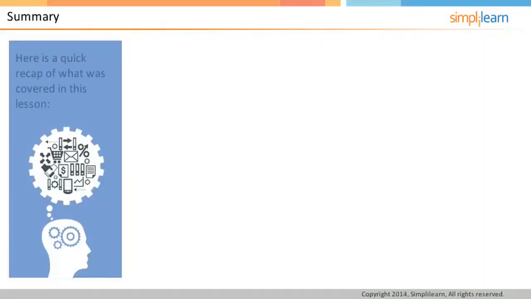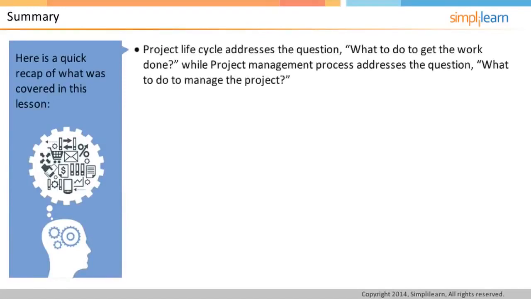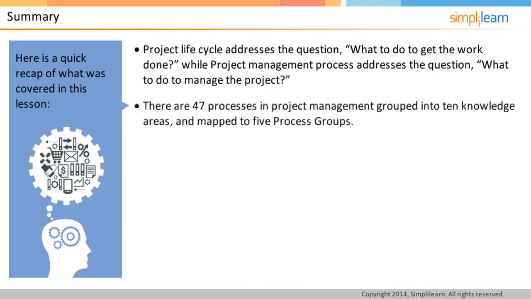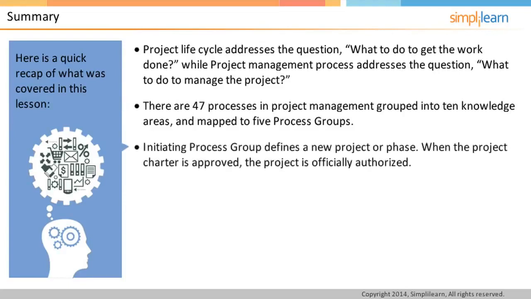Here is a quick recap of what was covered in this lesson. Project Lifecycle addresses the question, what to do to get the work done, while Project Management Process addresses the question, what to do to manage the project. There are 47 processes in project management grouped into 10 knowledge areas and mapped to 5 process groups. Initiating Process Group defines a new project or phase. When the project charter is approved, the project is officially authorized.